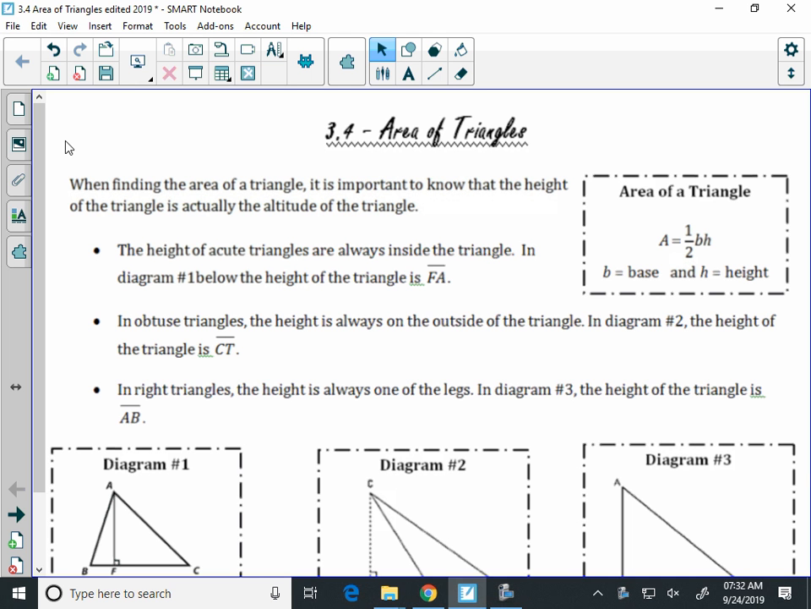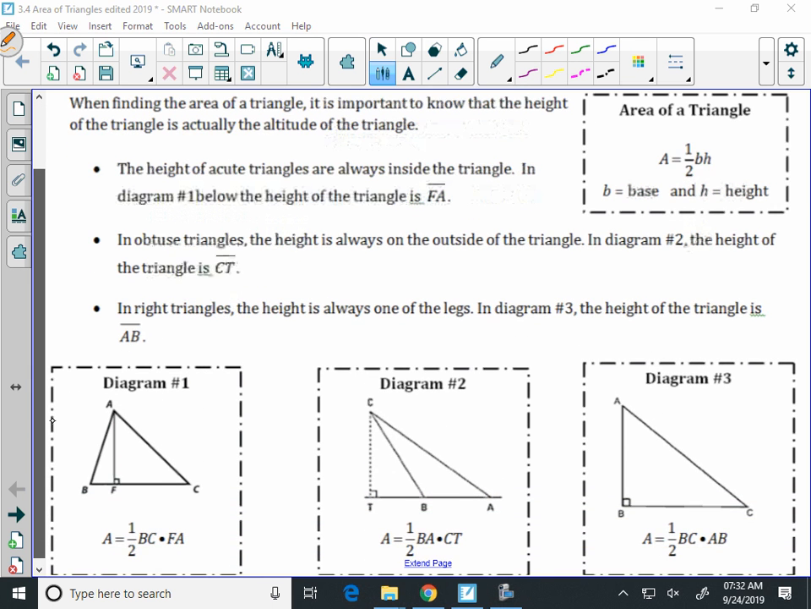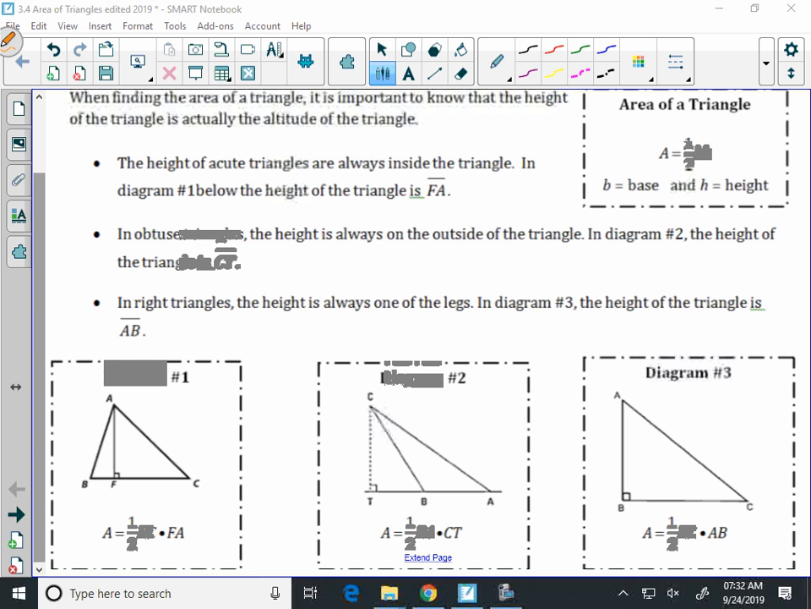I like to think the base is kind of the bottom of your triangle, and the height is the altitude of a triangle. So if you remember, the altitude of a triangle starts at a vertex and drops straight down, and is perpendicular to the opposite side. So the height of a triangle is actually its altitude. There are different types of triangles, meaning they have different types of altitudes.